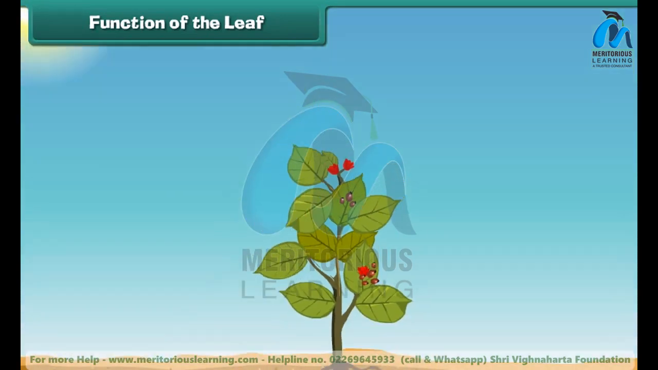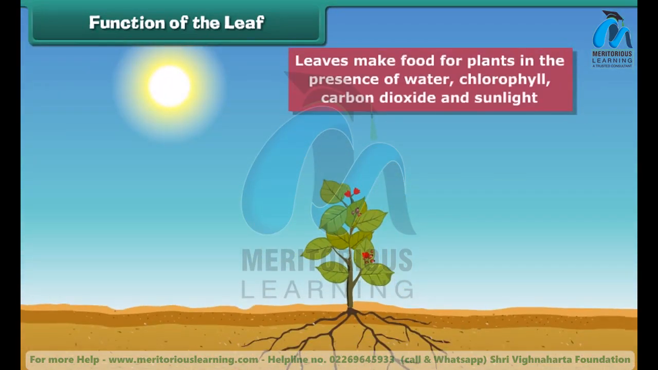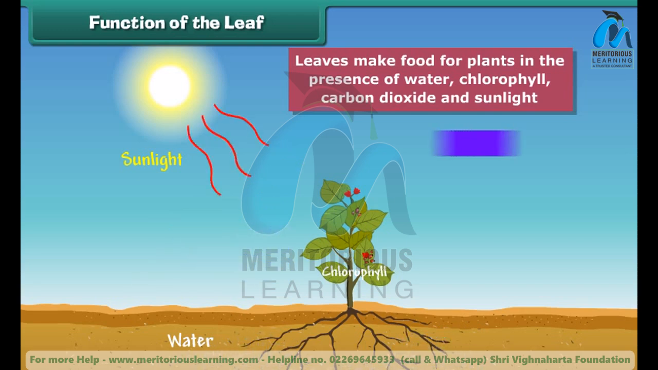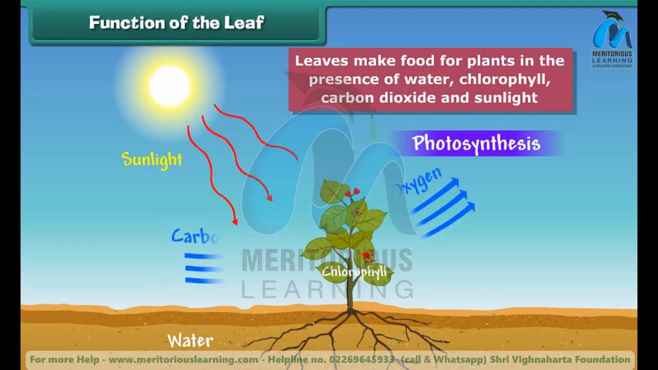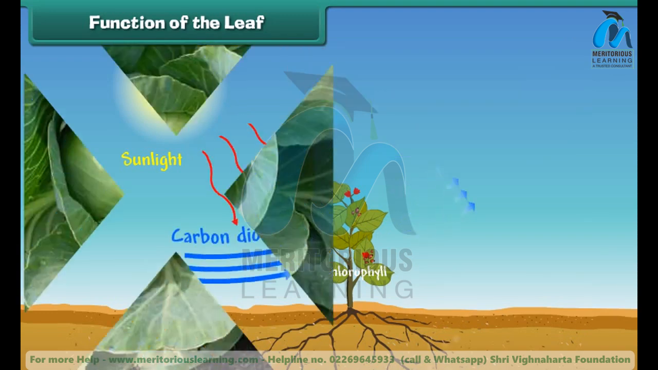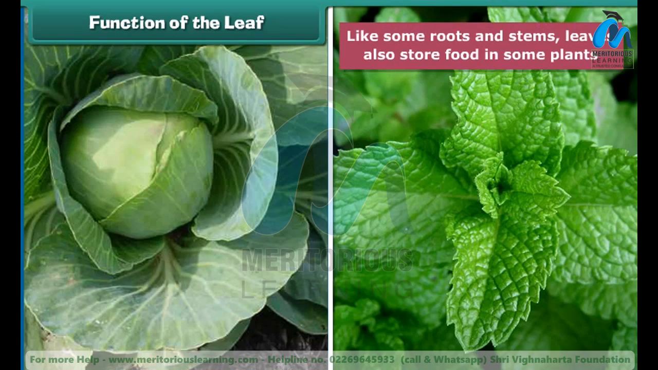The main function of a leaf is to make food for the plant. For making the food, they use water, chlorophyll, carbon dioxide, and sunlight. This process of making food is called photosynthesis. In this process, oxygen is released. All living things require oxygen for breathing. Some plants, like cabbage and mint, store food in their leaves. We eat these leaves to get nutrition.